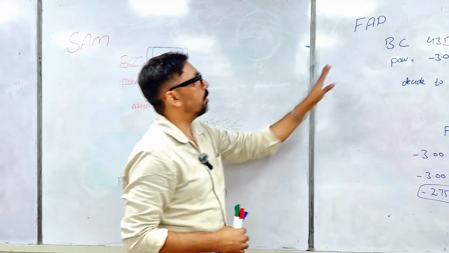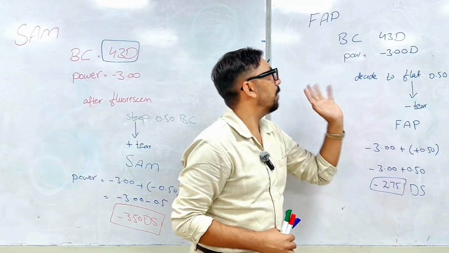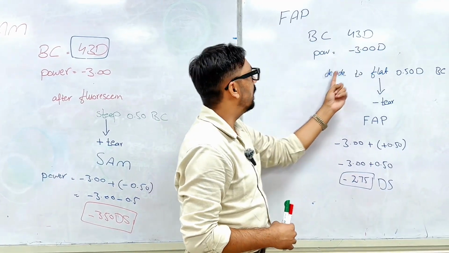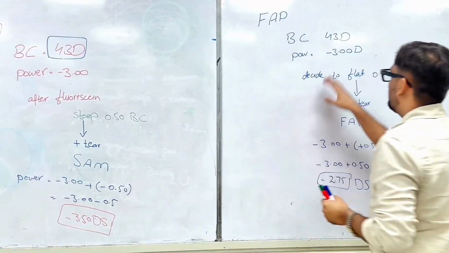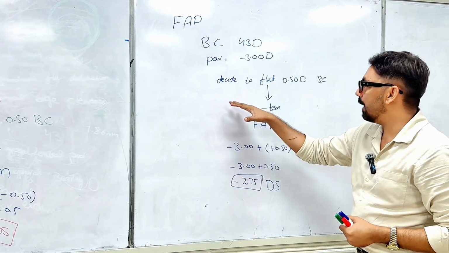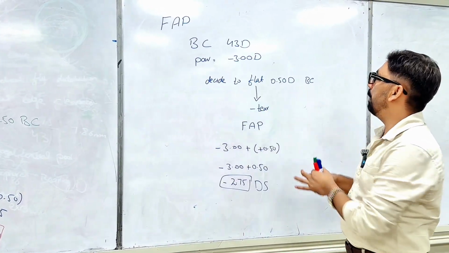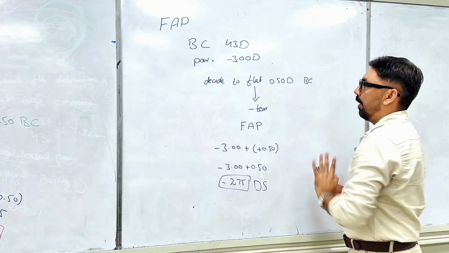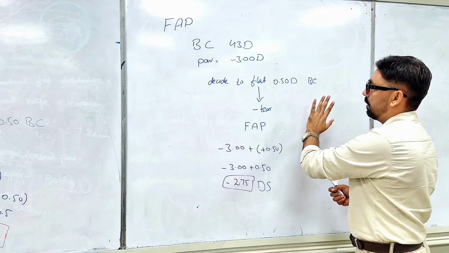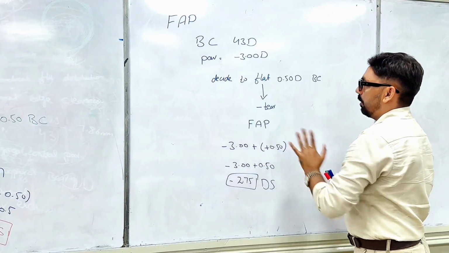And let's discuss the FAP rule. In the FAP rule, for example, I have a base curve of 43 diopters, and the power of the lens is minus 3. After observing the fluorescein pattern, I decided to flatten the base curve by 0.5 diopters, right? I flatten the base curve of the lens.